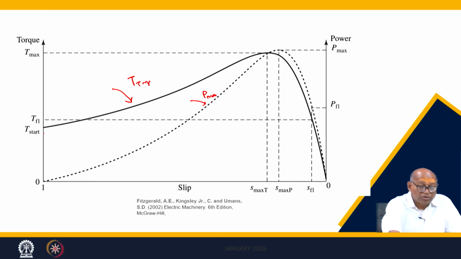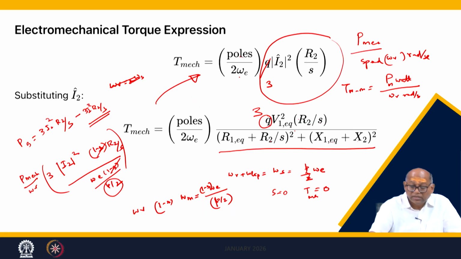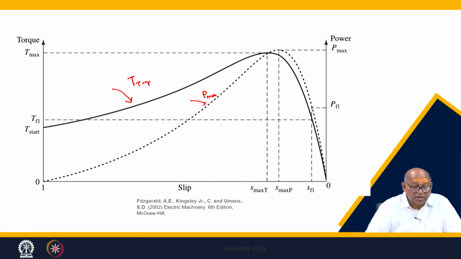So, when s is equal to 1, from this expression you will find some starting torque. Then when s becomes 0, torque becomes 0. When torque becomes 0, what happens to power? Power is 0, because speed is 0. Torque into speed is the power. So, this is the power equation, this is the torque curve.